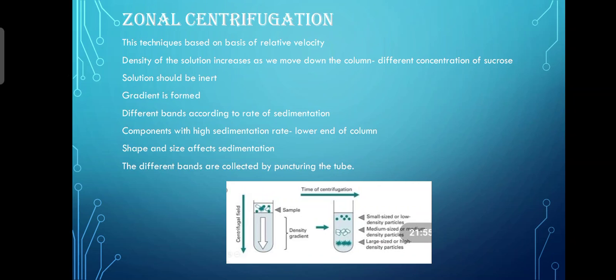The sample is applied in this zone at the top of the centrifuge tube on a density gradient. Under centrifugal force, the particles will begin sedimenting through the gradient. The particles will begin sedimenting in separate zones according to their size, shape and densities. The different bands are collected by puncturing the tube.